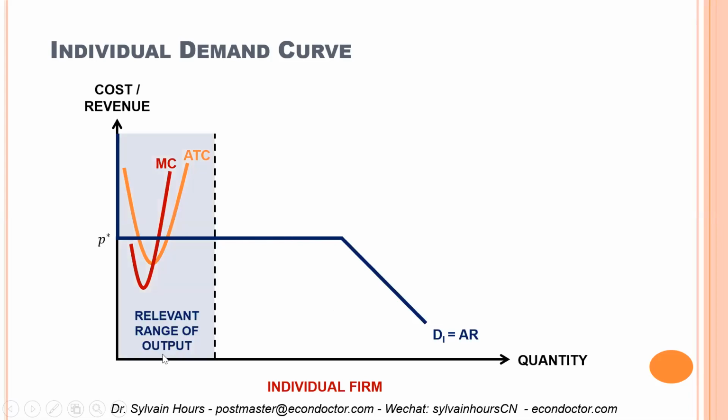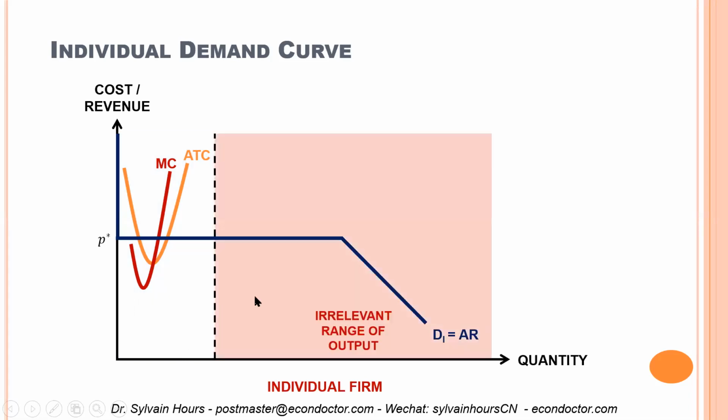So basically we have this relevant range of output. It's relevant given the cost structure of the firm, given the size of the firm, and all that is just irrelevant because it's too big, it's too large for this particular firm. So that's why we do not represent this downward sloping section, simply because a very small firm in perfect competition cannot face or provide a quantity that is equal to the total market demand. So we just don't represent it.